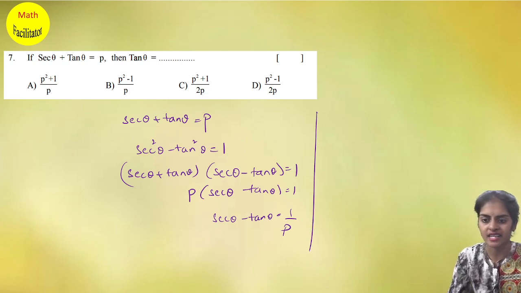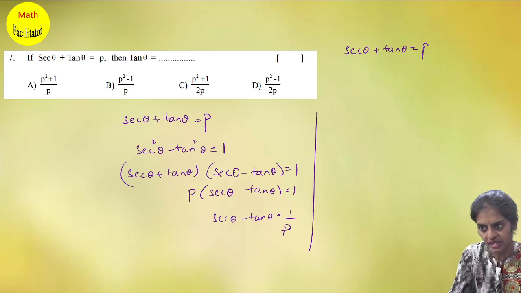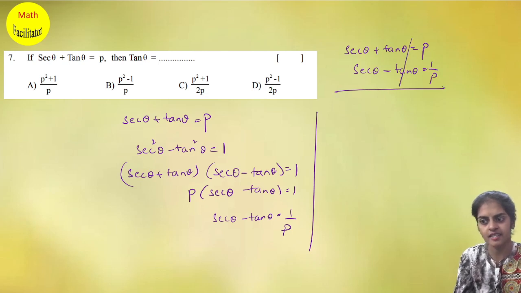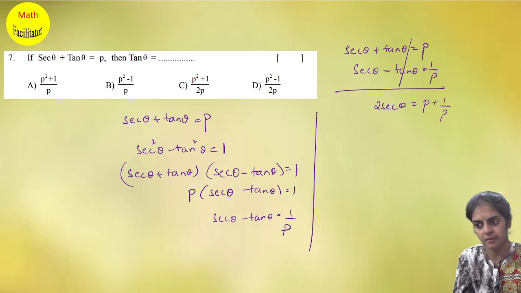Secant theta plus tan theta equals p is one equation. Secant theta minus tan theta equals 1 by p is the other equation. Adding, tan theta and minus tan theta cancel, so 2 secant theta equals p plus 1 by p. So secant theta will be equal to p square plus 1 by 2p.